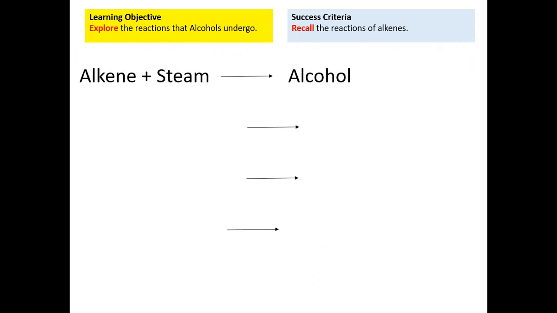Okay, so first one, alkene plus steam gives an alcohol, which I mentioned before, and the alcohol is what we're going to be talking about for the majority of this lesson. The next one, an alkene plus hydrogen gives you an alkane. So remember that hydrogen, that H2, attaches itself to the alkene at the double bond of the alkene where it opens up and the two hydrogens join, making it an alkane.